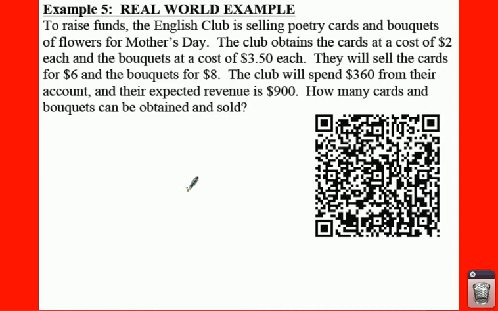So the last thing you want to figure out is, if C is your number of cards and B is your number of bouquets, this is your end result. This is what you really want to figure out.